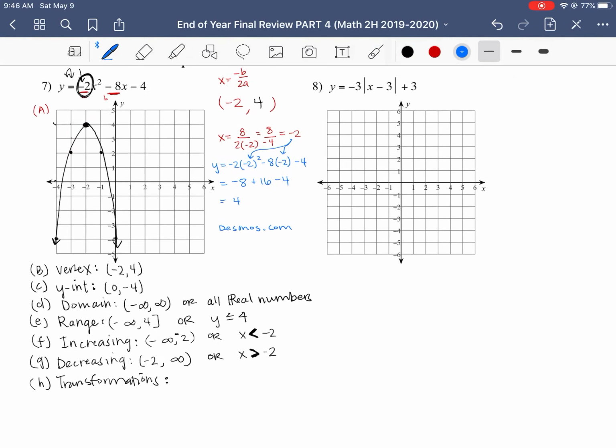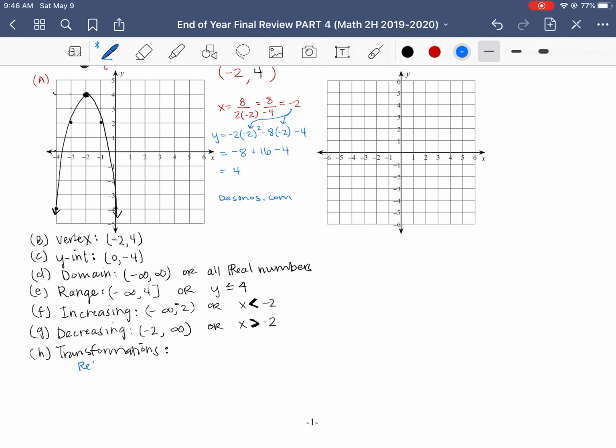So those are all things that I'm going to list down here. So again, the first one may be the reflection. Reflected over, so now it's pointing down, right? It also shifted left 2 and up 4. Okay, that took the vertex over to -2, 4. And then lastly, there was a vertical stretch by 2. Okay, those 4 transformations would identify and tell us what happened to that parabola.